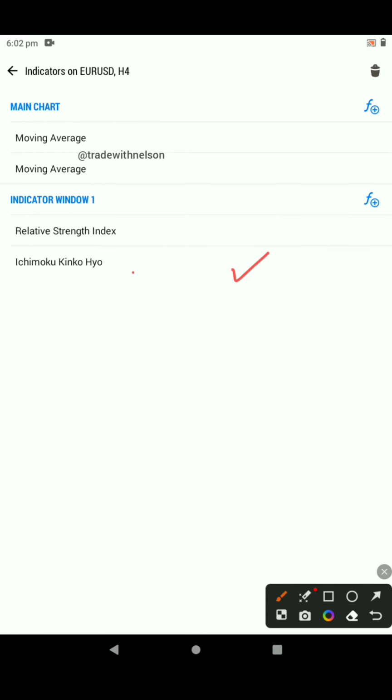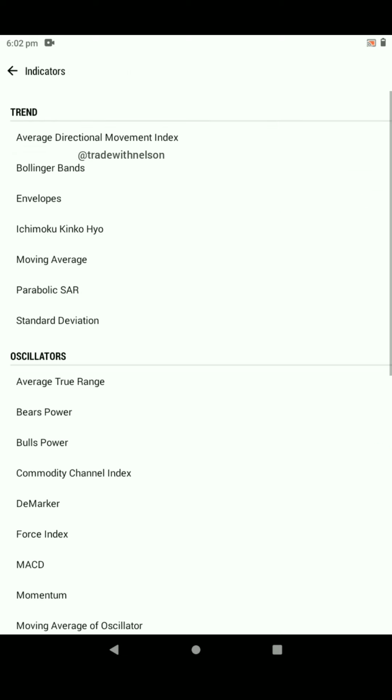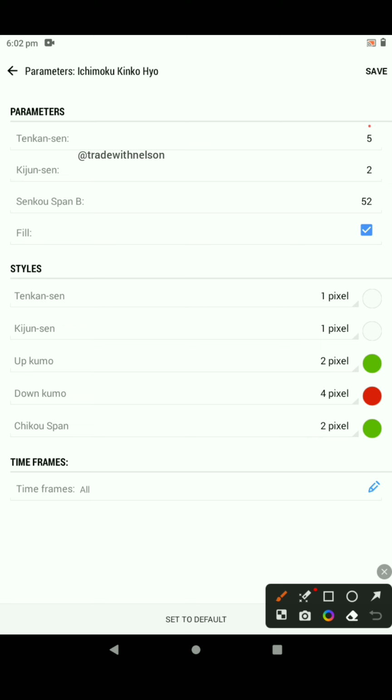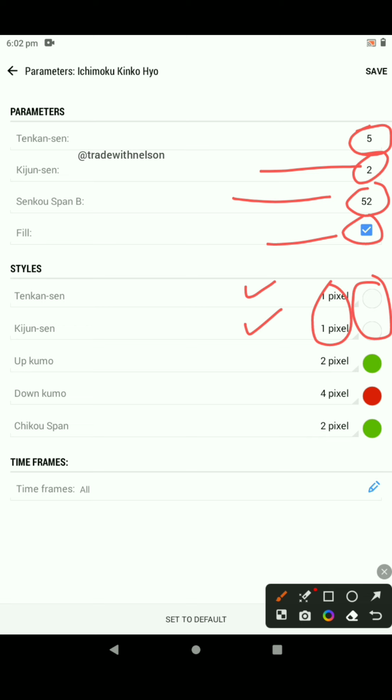And for the last indicator, which is the Ichimoku, click on the F icon on the indicators window 1. This is Ichimoku. Click on that. I can't pronounce all these things, but make this to be 5 pixel. Make this to be 2 pixel. Span B, make it 52 pixel. Fill it. Click on this fill. Make these 2 style to be 1 pixel and select color of your background. Up Kumo, make it 2 pixel and select color of your choice. Down Kumo, make it 4 pixel and select color of your choice. Chikou span, make it 2 pixel and select color of your choice. After that, click on save.